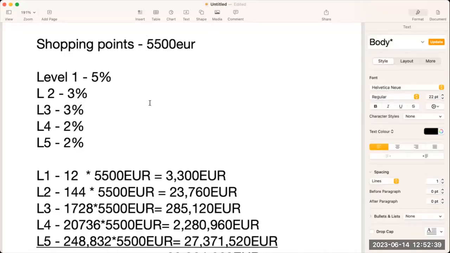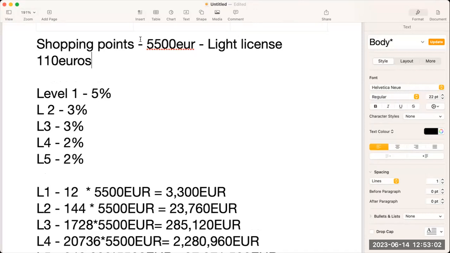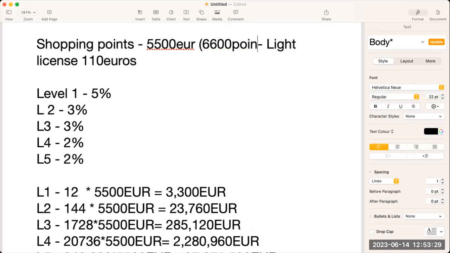Now, you can see right here, this is the shopping point of 5,500 euro. Now, how do you get to a shopping point of 5,500 euro? When you buy the light license of 110 euros, you will get a shopping limit of 5,500 euro. Now, getting the shopping limit is one thing, using it is another thing. For you to use it, you need to pay with Ultima token to acquire this shopping point of 5,500. You pay 5,500 euro and you will get what? 6,600 points.